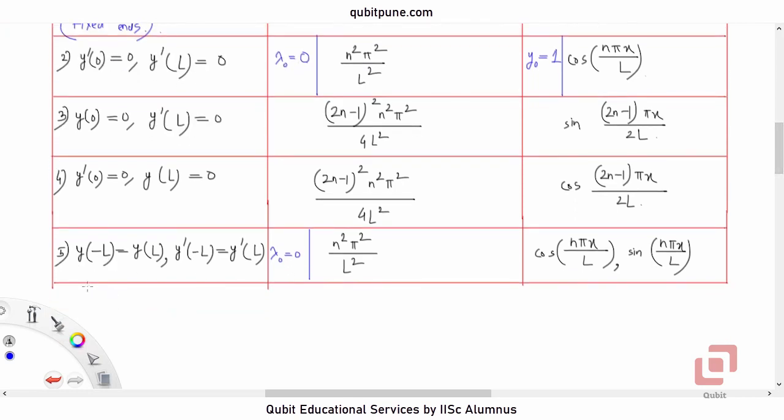Last, periodic boundary conditions. In this case, you do have 0 as an eigenvalue, and the corresponding eigenfunction is y not equal to 1. But you can also have other eigenfunctions corresponding to the eigenvalues n squared pi squared upon L squared. In this case, every non-zero eigenvalue has two linearly independent eigenfunctions. The first one is cos of n pi x upon L, and the second one is sin of n pi x upon L. And now you can see where this is heading. This is heading towards Fourier series.